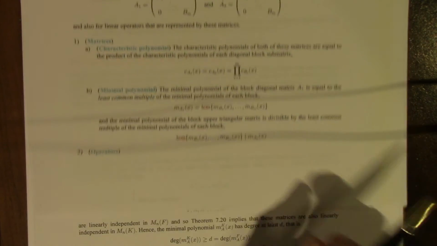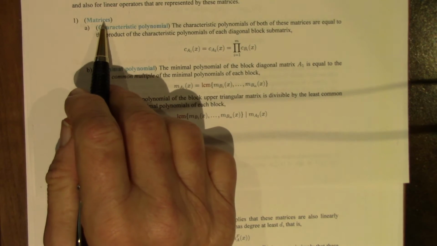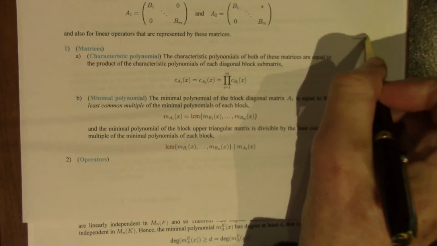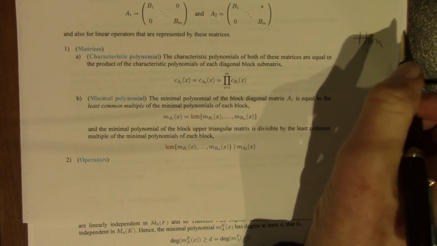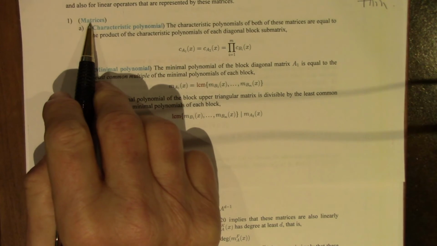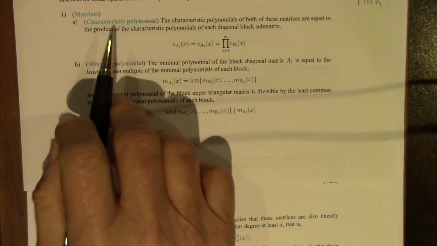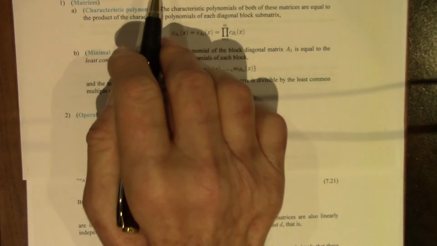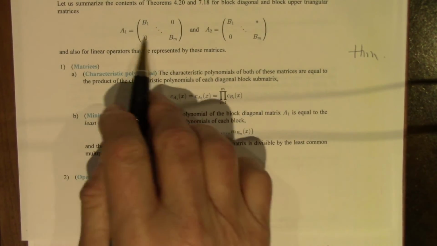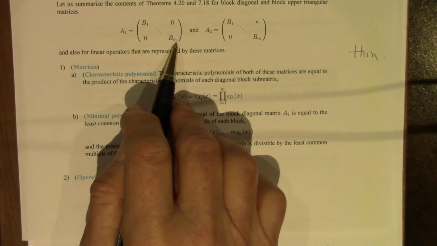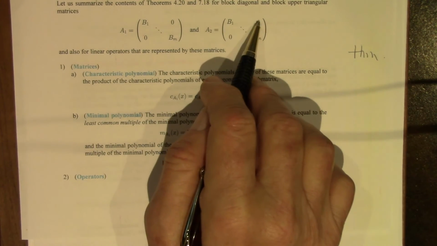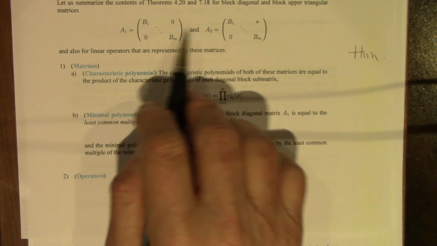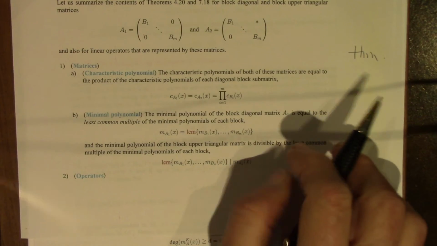Now I have a summary. I might want to make this into a theorem, I'm not sure. Doesn't really matter. For matrices, as far as the characteristic polynomial is concerned, these are the two matrices we're looking at: block diagonal and block upper triangular. I split them here. This case covers this case, but it's a little nicer, I guess, if I split these.